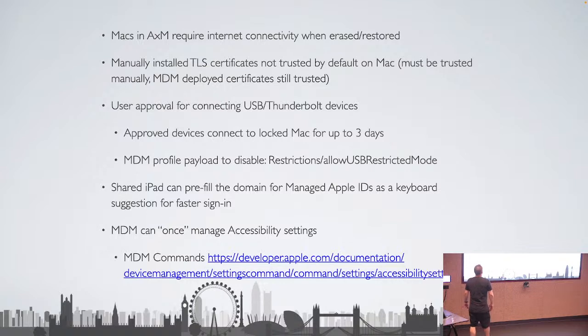This one's an interesting one. I don't know why, maybe it's related to the old Thunderstrike vulnerabilities many years ago. One way they got rid of it is to get rid of the Thunderbolt port, but that's a different conversation. Essentially, there's now user approval for connecting Thunderbolt USB-C devices. Because you don't get enough pop-ups as it is.